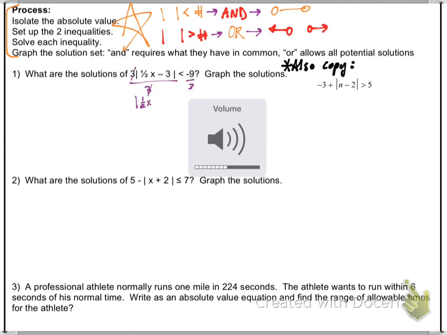All right, so let's solve this. First, we're going to isolate the absolute value. I divide by 3 on both sides. All right, cool. There we go. Now, I got absolute value less than a negative. Now, that's kind of weird.